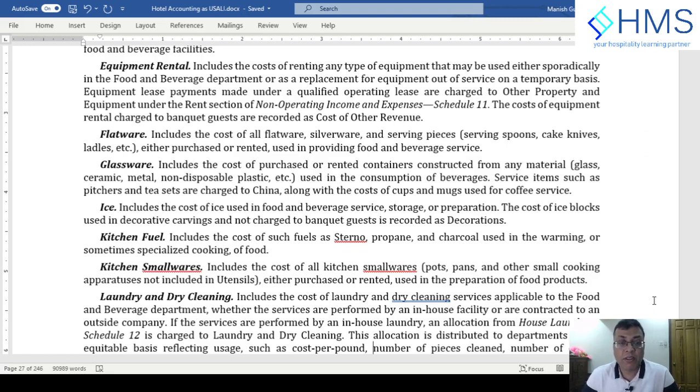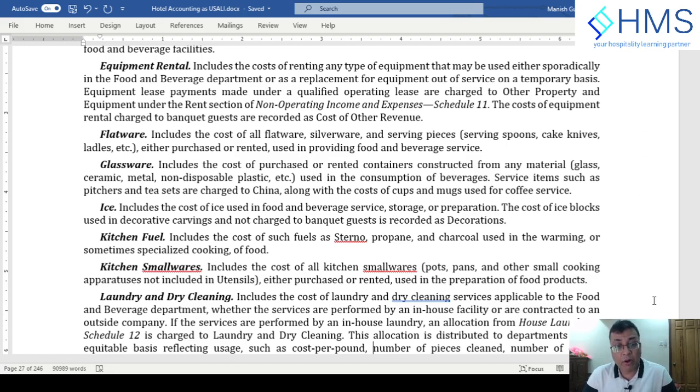Then you have kitchen smallware. Kitchen smallware are items like pots, pans, or other small cooking apparatus, not the big utensils. They are either purchased or maybe rented from any other property.